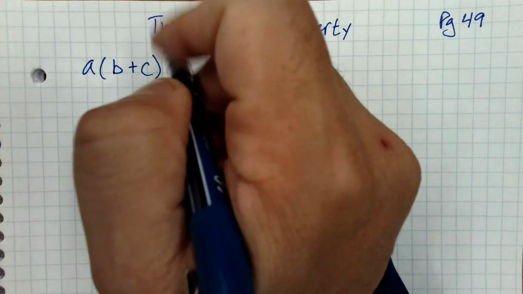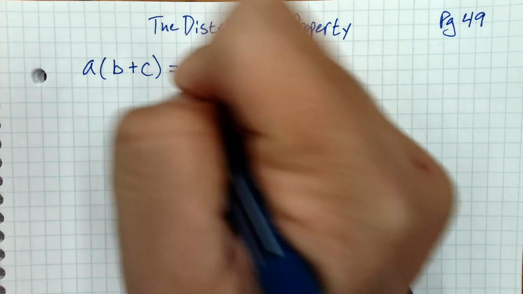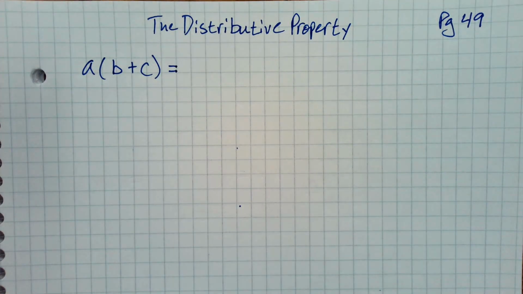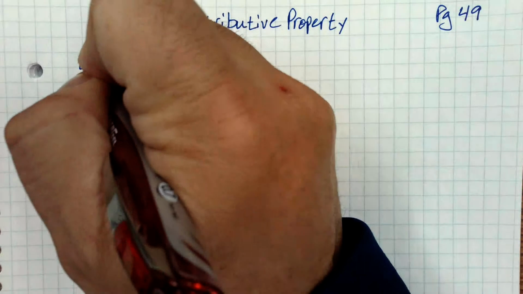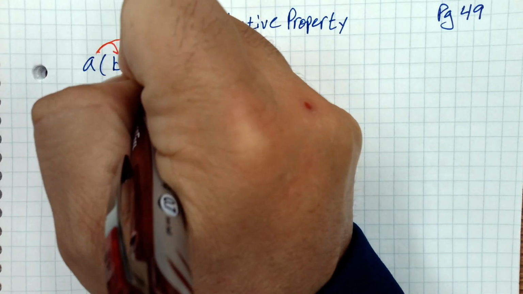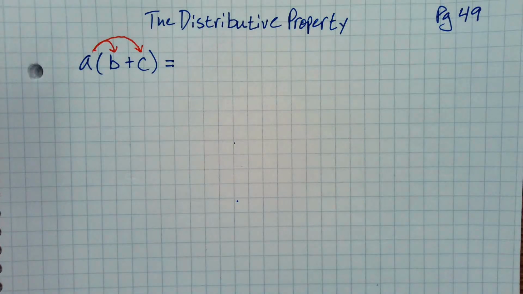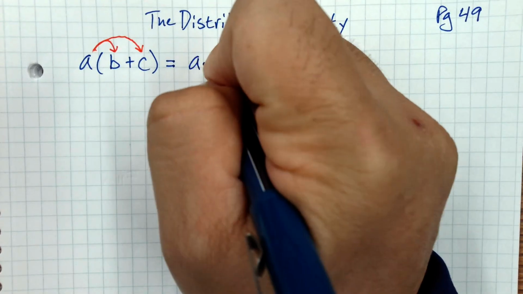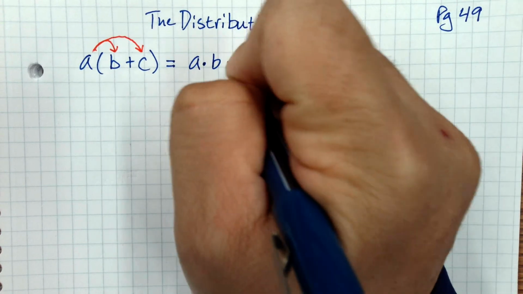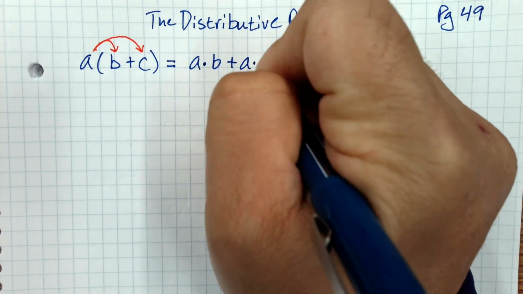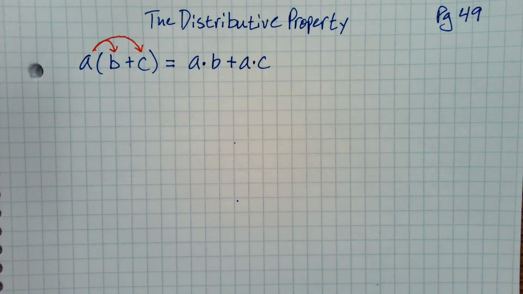Okay, and what's going to happen is you distribute. You literally take whatever A is, and it's multiplied to every term inside. So we would have A times B, and then A times C. Okay.